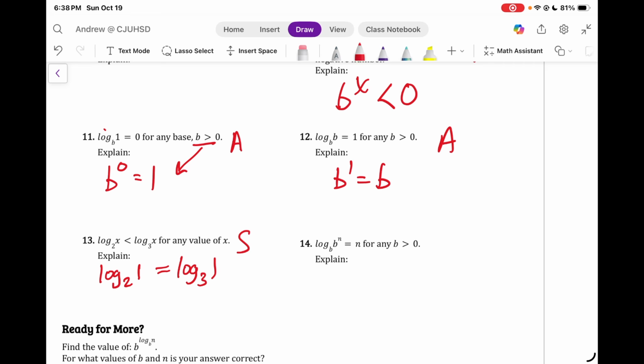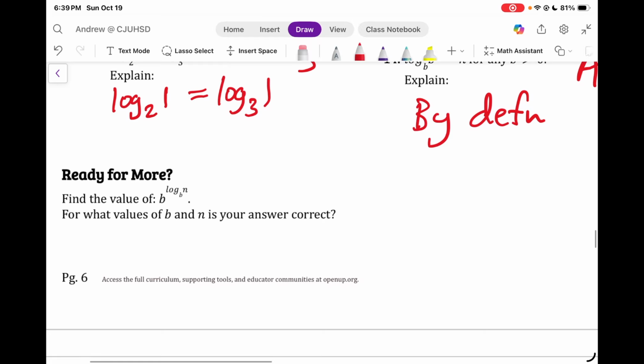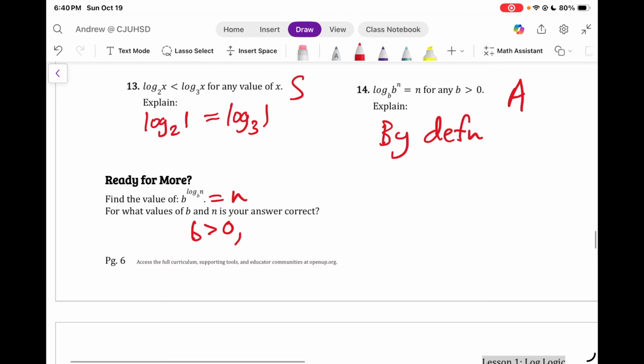And then finally, log base b of b to the n equals n for any b greater than 0. Hey, that's what we just did. It means it's always true. Definitions are always true. B to the log base b of n, I think they're inverses. They're going to undo each other. But again, we have to have b greater than 0. So it has to be positive, n value, b greater than 0. And then we're good to go.